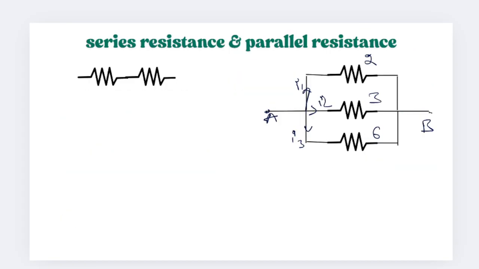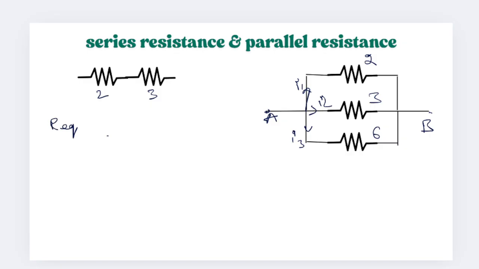Next, we discuss one problem on series resistance and parallel resistance. Here one series is there: 2 ohms and 3 ohms are connected in series. Find out the equivalent resistance, R equivalent.